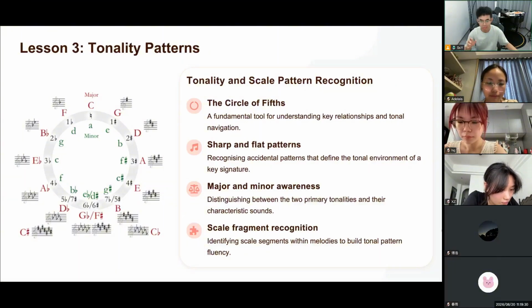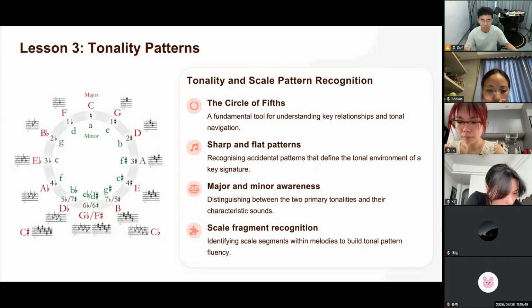So in this lesson, I introduce the circle of fifths. This helps students understand that key signatures do not appear randomly. There's a pattern between different keys. At the same time, we train students to recognize scale patterns. For example, C, D, E, F, G. Students should not see these as 5 separate notes. Instead, they should see this as an ascending scale fragment.